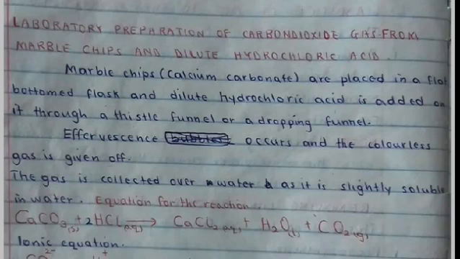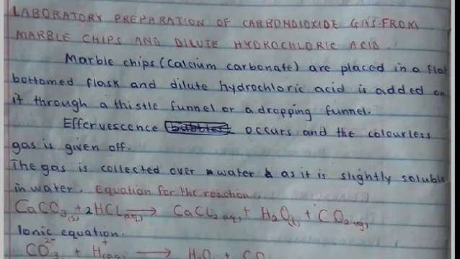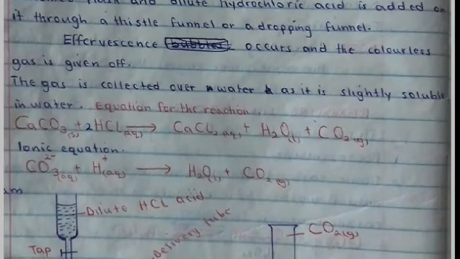So now when you are preparing carbon dioxide gas, we get marble chips, the one called calcium carbonate. The chemical name is calcium carbonate, then marble chips is the trade name. Calcium carbonate is placed in a flat bottomed flask and dilute hydrochloric acid is added through a thistle or dropping funnel. From there, there will be effervescence of a colorless gas that will be given off, and that gas is collected over water because it is slightly soluble in water.